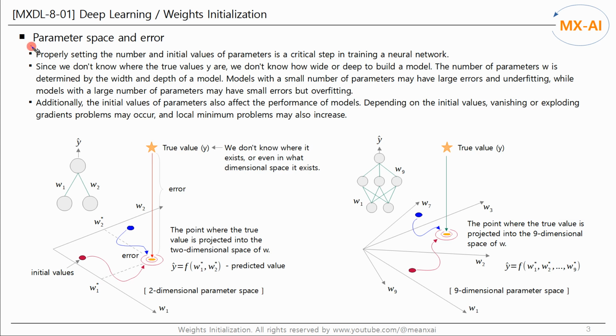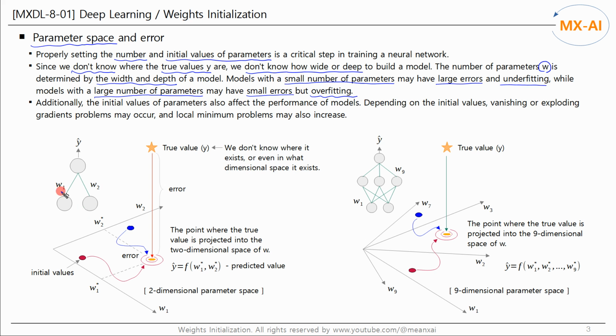Now let's think about the parameter space of a neural network. Properly setting the number and initial values of parameters is a critical step in training a neural network. Since we don't know where the true values y are, we don't know how wide or deep to build a model. The number of parameters w is determined by the width and depth of a model. Models with a small number of parameters may have large errors and underfitting, while models with a large number of parameters may have small errors but overfitting.